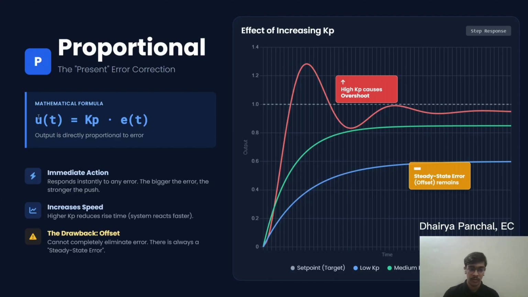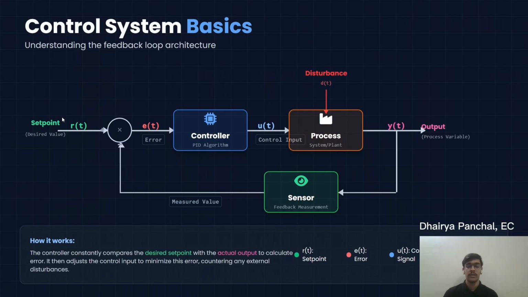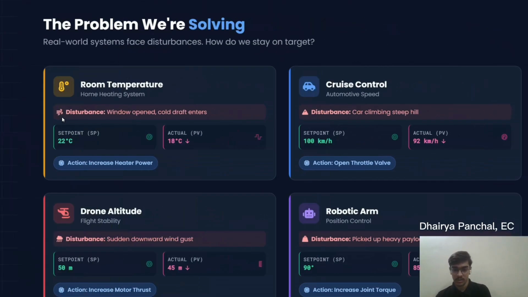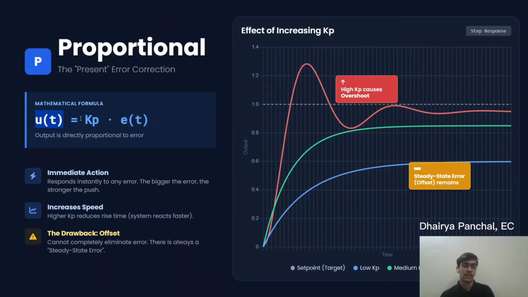So, the mathematical formula for u of t. Remember, this is the formula for u of t. U of t is the signal generated by a controller depending on your error signal, the magnitude and the direction, that is the polarity of your error signal. So u of t changes in proportion to e of t with a proportionality constant of Kp. This is just an easy mnemonic for the proportional constant, so that is Kp.